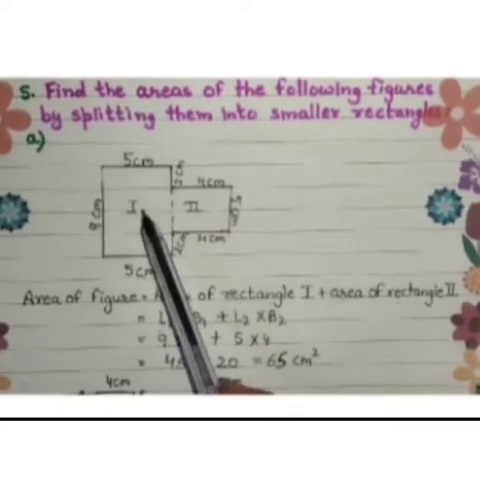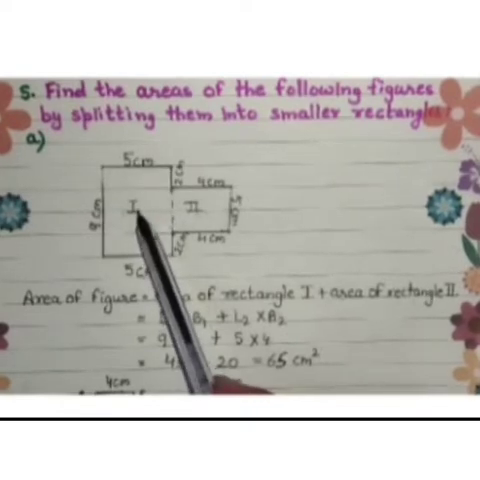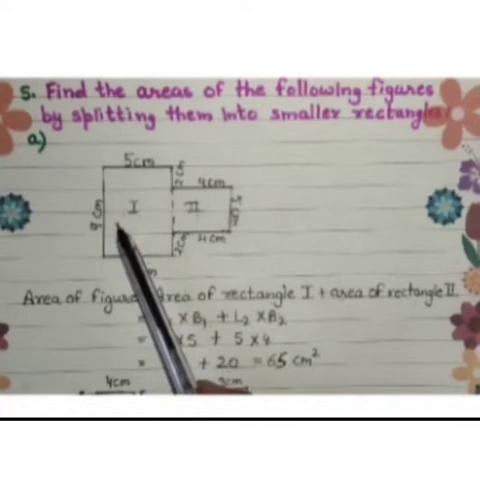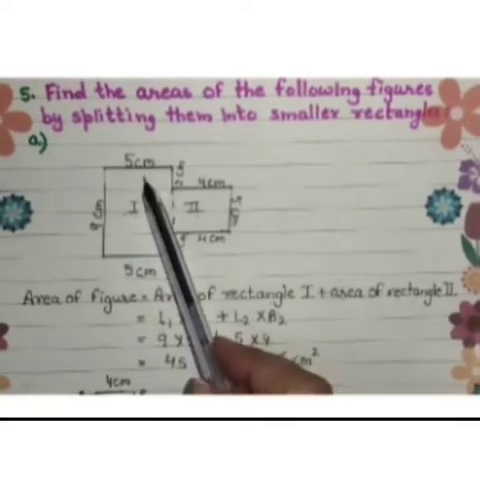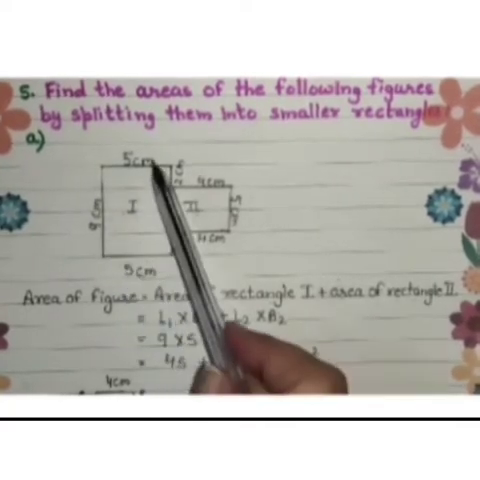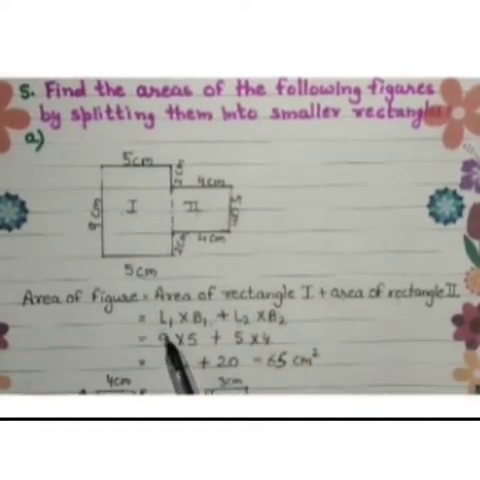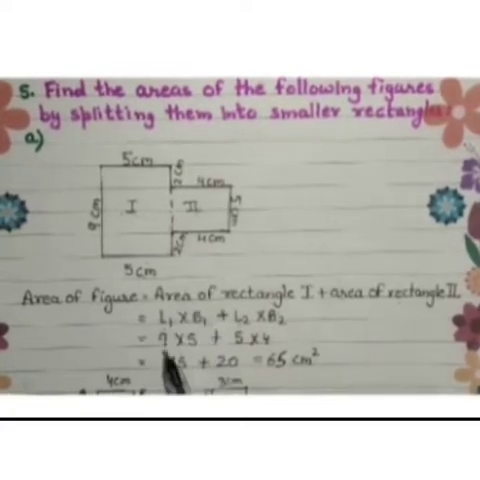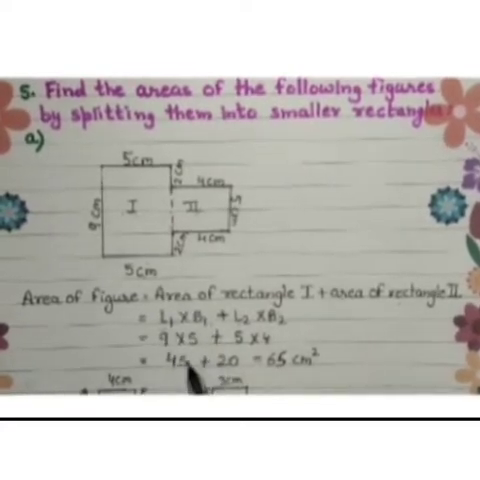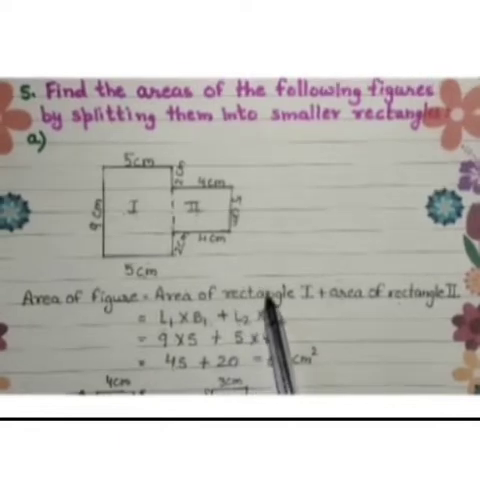We know that the formula for the area of a rectangle is L multiply B. The length of the first rectangle we denote by L1 and the breadth of the first rectangle we denote by B1. Now the values of L1 and B1 are 9 and 5. By putting 9 in place of L1 and 5 in place of B1 and then multiplying 9 by 5, we get 45 as the area of the first rectangle.